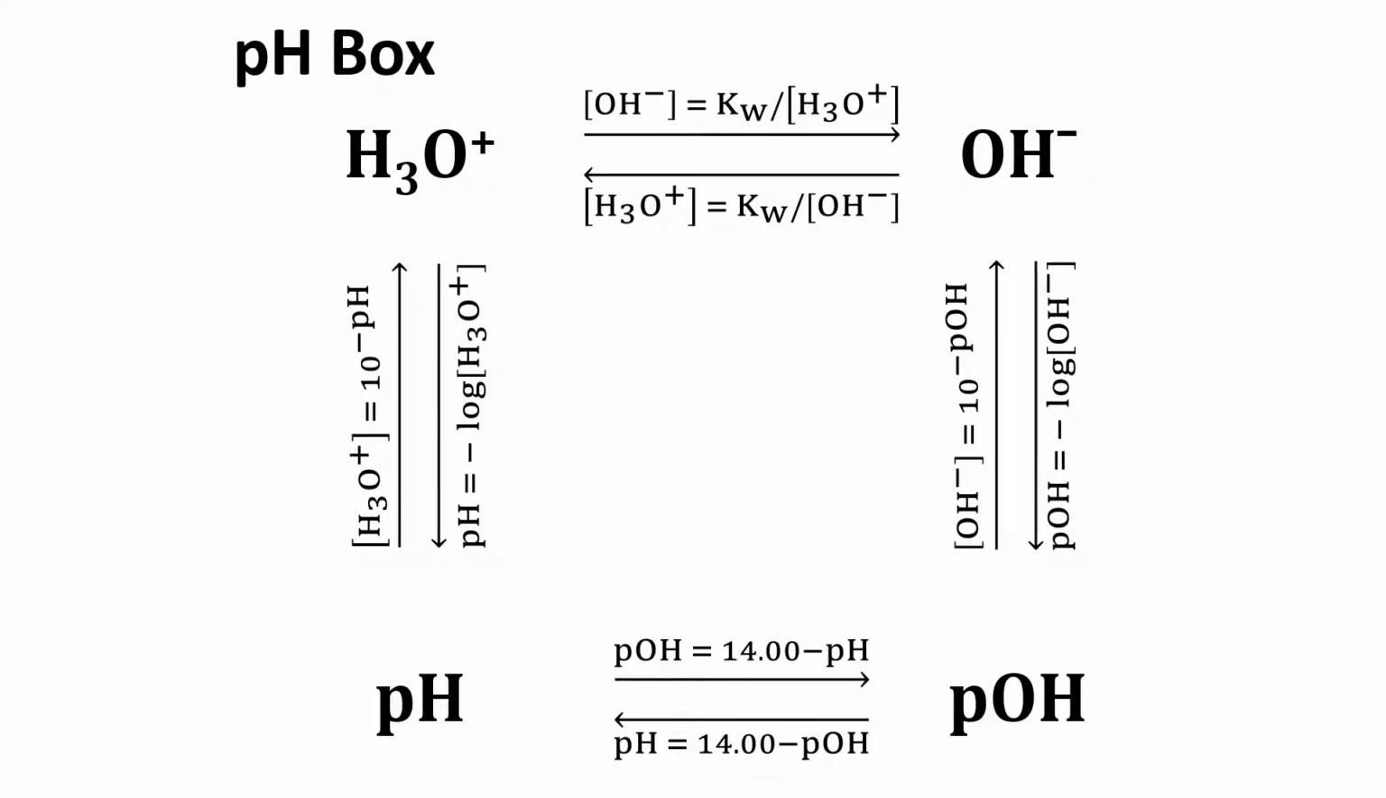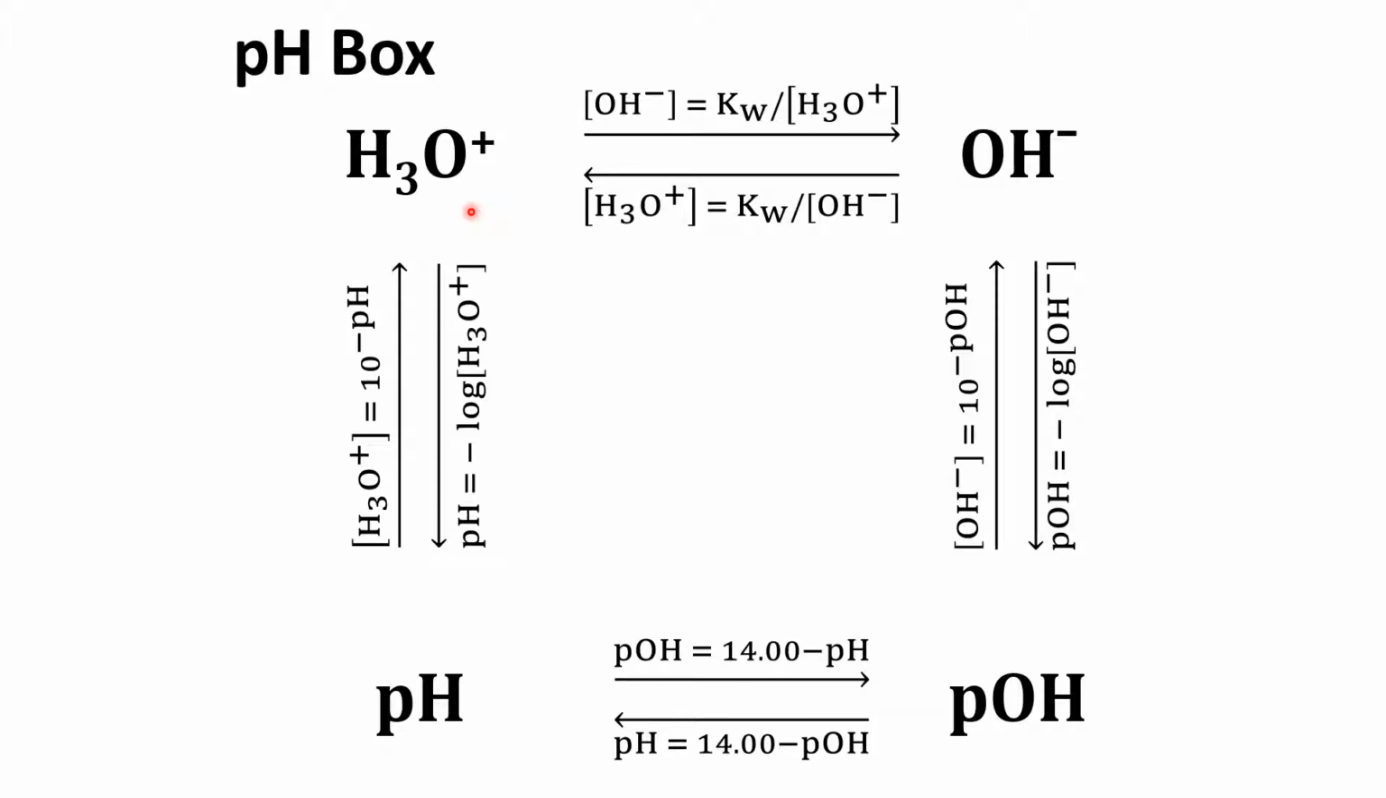For those of you that have trouble converting between pH, pOH, H3O+, and OH-, this pH box diagram can help to show you the equations you'll need to do any conversion between those four parameters. For example, to convert from pH to pOH, all we have to do is subtract the pH from 14 to calculate the pOH. Similarly, to convert from H3O+ to OH-, all we have to do is take the Kw and divide it by the H3O+ concentration.